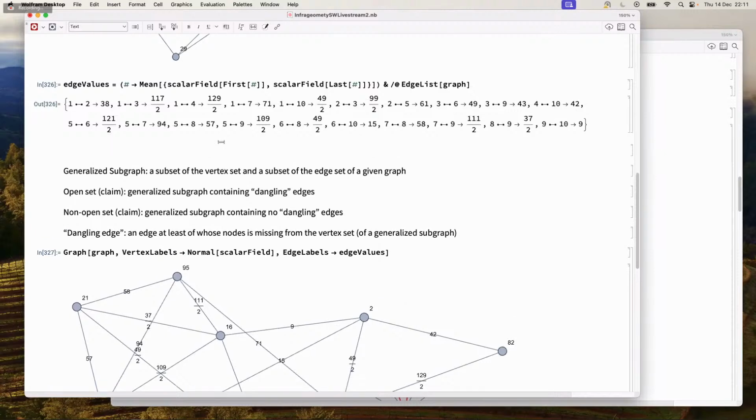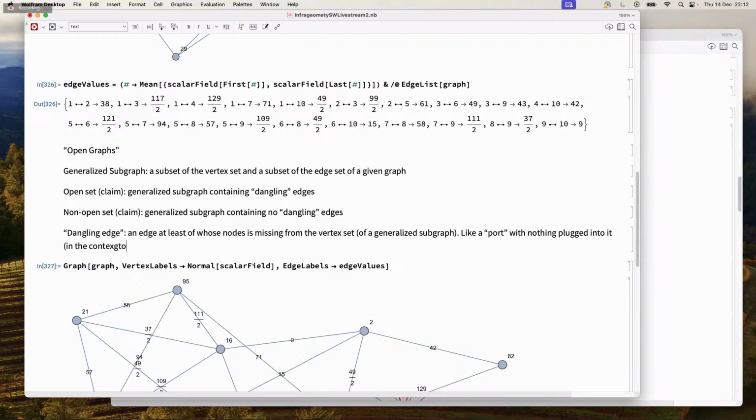So I should mention at this point, by the way, that there's a term for this in the graph theory and string diagram literature, which is open graphs. So for instance, when you have circuit diagrams or string diagrams, you're allowed to have ports and wires that don't connect up to nodes, and those are referred to as open graphs. Okay. And make a note that a dangling edge is like a port with nothing plugged into it, so to speak. Yeah, it's the right intuition, absolutely. Right. Okay.